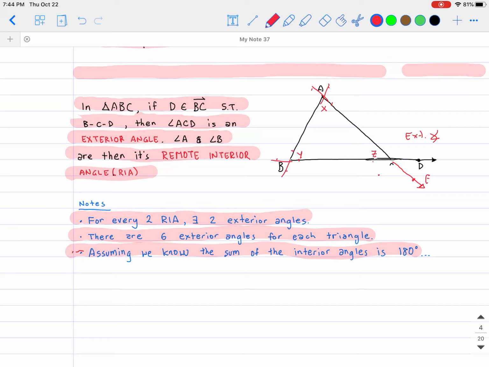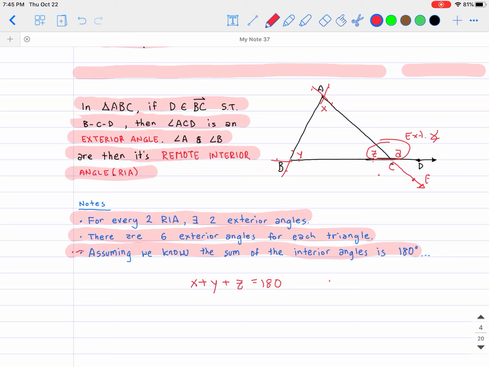The first one I'm going to name is angle A, which I'm going to call X. Then I have angle B right here, which I'm going to call Y. And this one is going to be Z right there. And the exterior angle right here, let's call it A for the time being. According to our assumption, X plus Y plus Z is equal to 180 degrees, because we're just assuming right now that we know that fact.